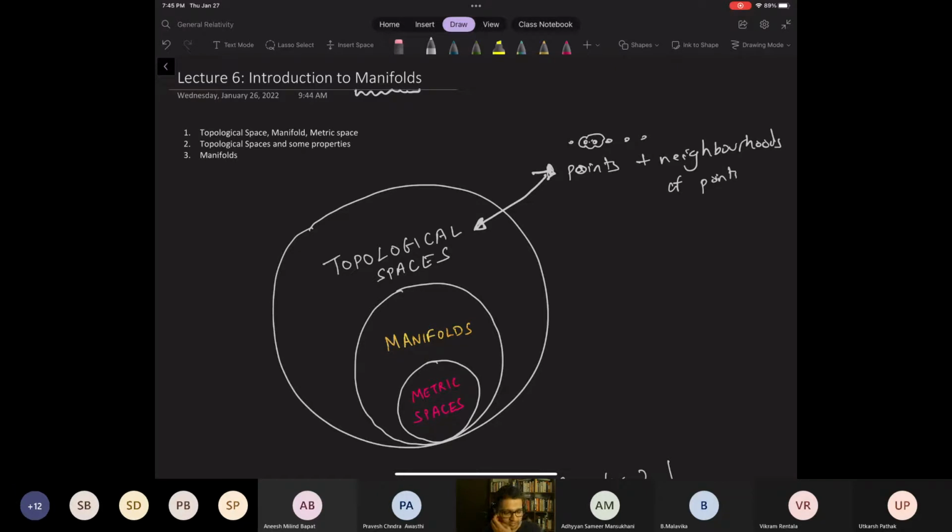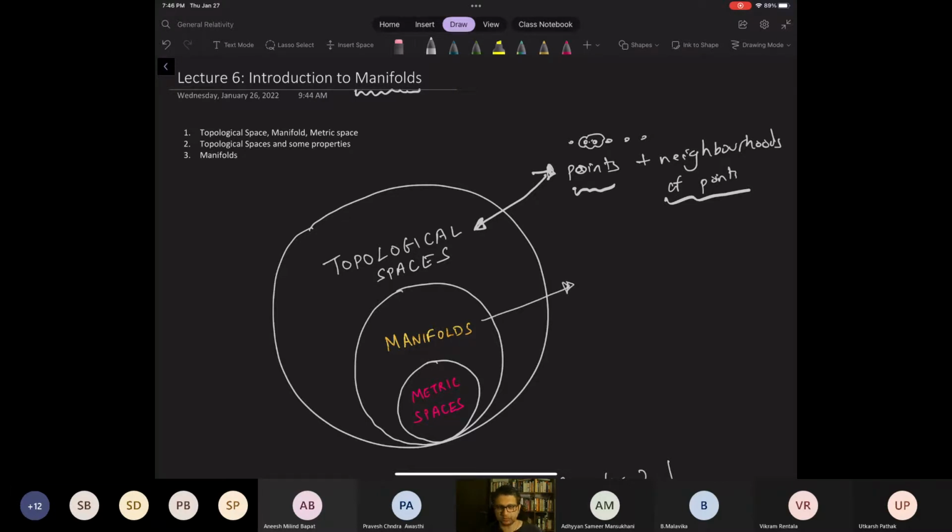And as we'll see, there are some characteristics of spaces which only have to do with the topological properties. That is about what are the points in the space and what are the neighborhoods of those points. Okay, and there are a lot of properties which just follow from these simple ideas. Now, manifolds are a little more complicated.